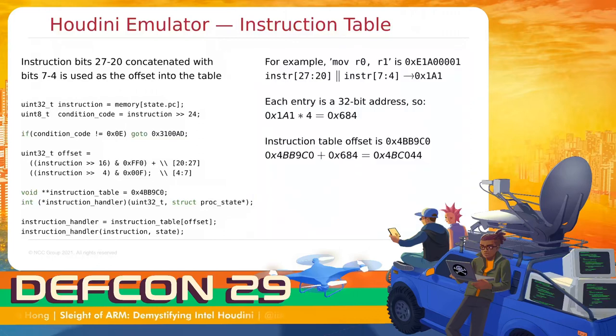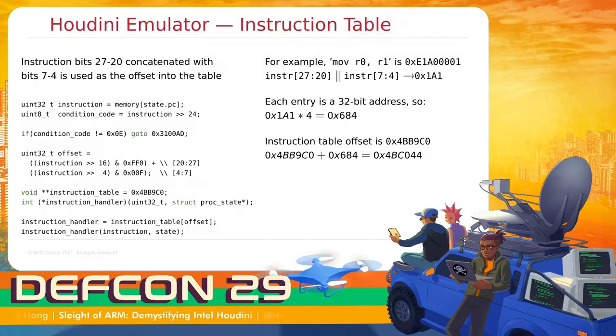So for example, our move R0 R1 instruction has the entry offset of 0x1A1, and each entry is a 32-bit address, so multiplied by 4 bytes, we get 0x6A4. And then the final address that this function pointer is in is 4BC044.